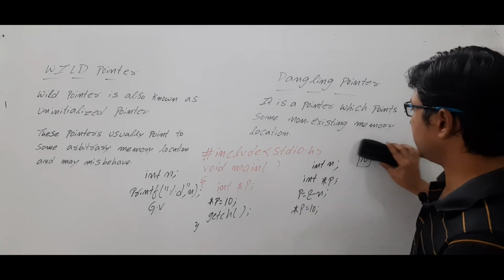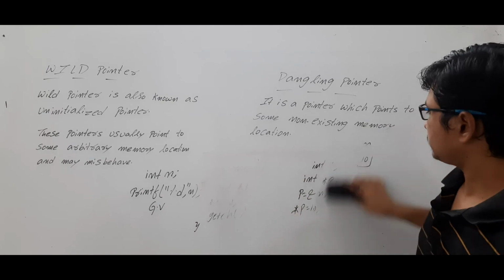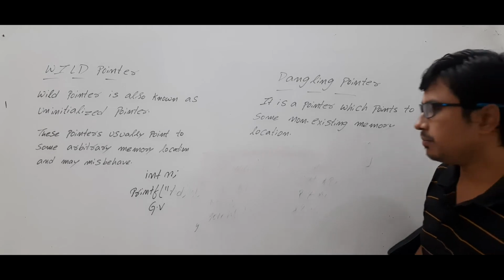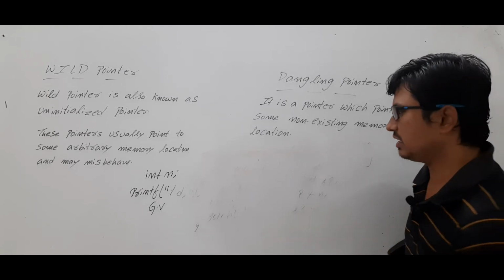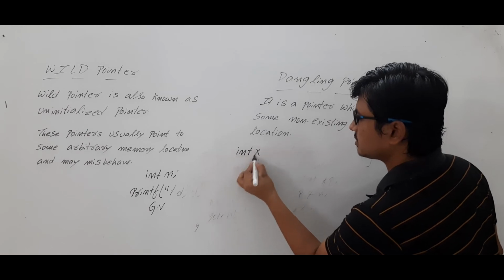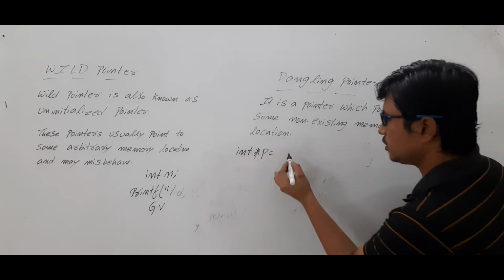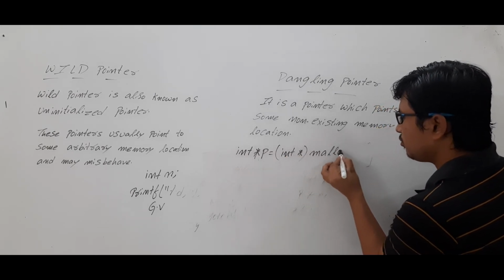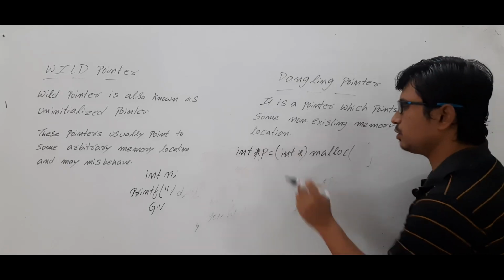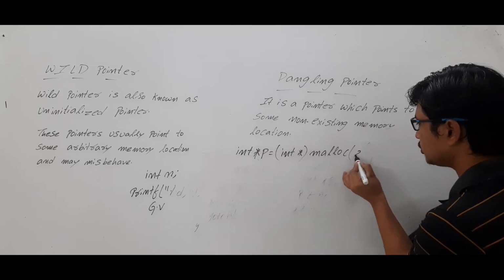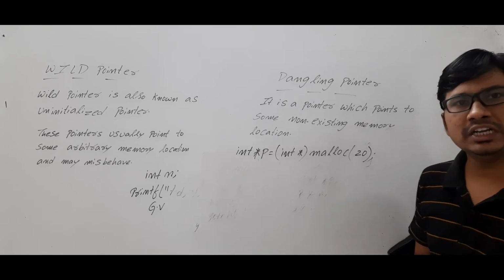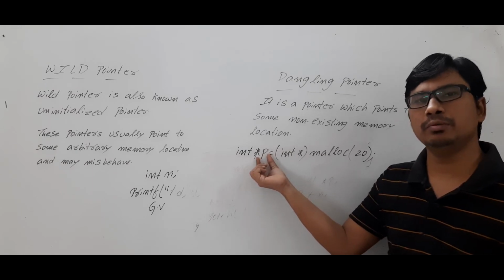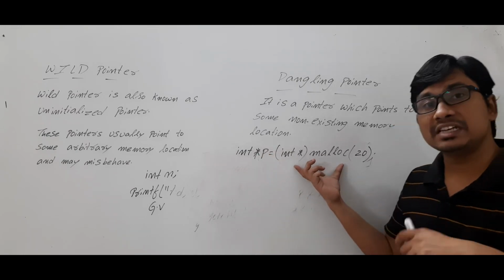Let me discuss with a simple example. Let's assume that you have declared 20 bytes of memory using the malloc function. So let's assume you have written the statement int star p is equal to int star, you are doing the typecasting because the malloc function returns a void pointer, and then you specify 20. Then 20 bytes of memory will be allocated and the starting address will be assigned to the variable p, which is a pointer, if the memory has been successfully created.